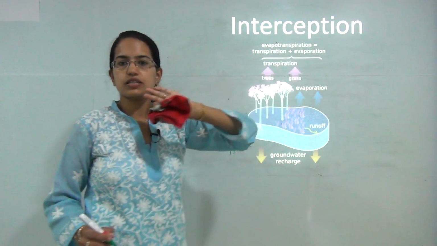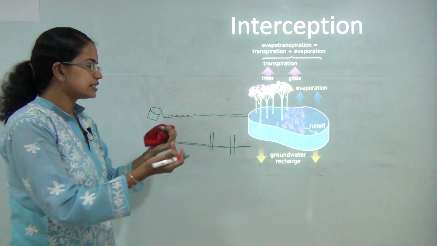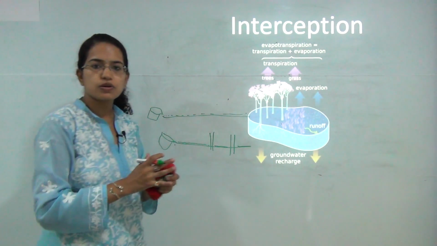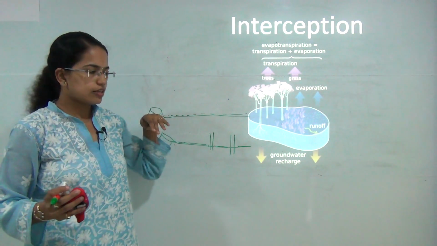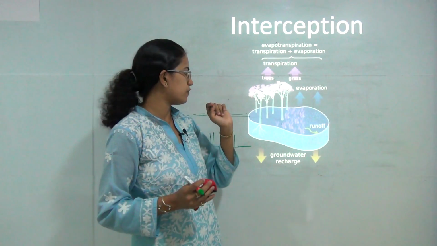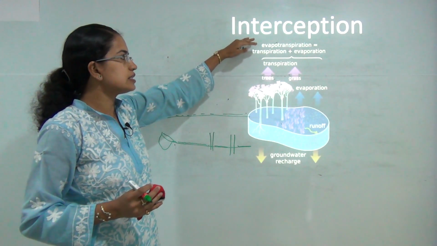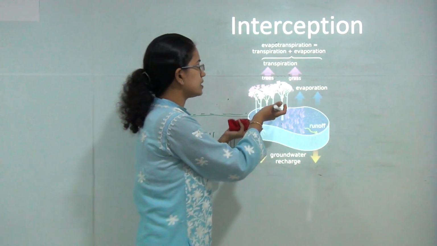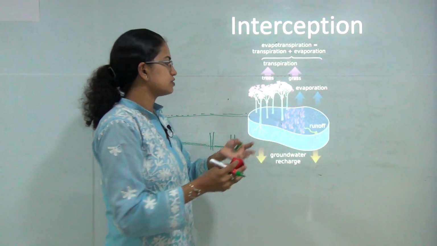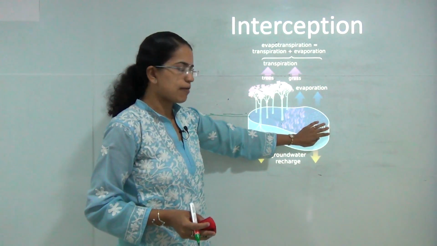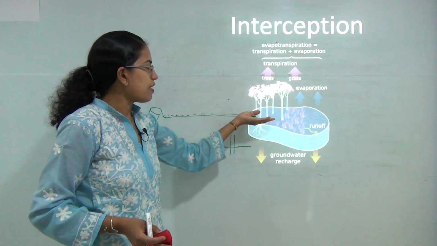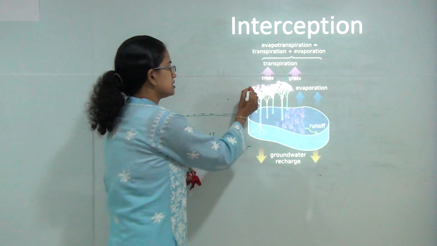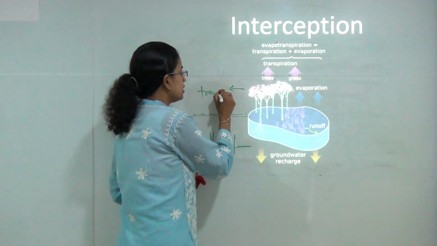Now interception is mainly due to the vegetation cover on the ground. Because of the vegetation or the plants on the ground, the water cannot smoothly move forward, and this is known as interception. However, from the plants and the grasses, there is evaporation occurring from the surface. Also, there is evaporation in the form of transpiration occurring from the plants.